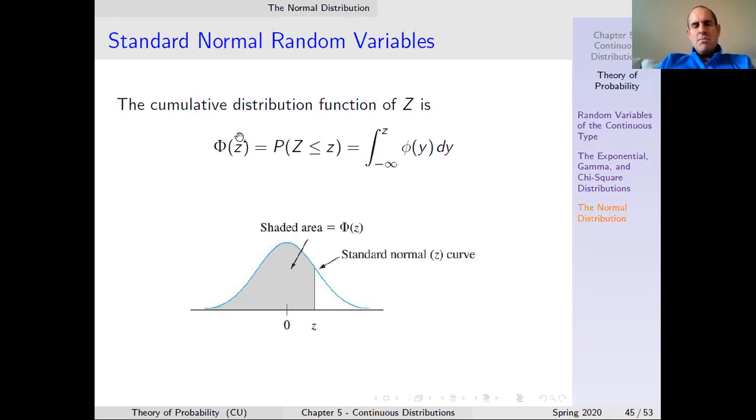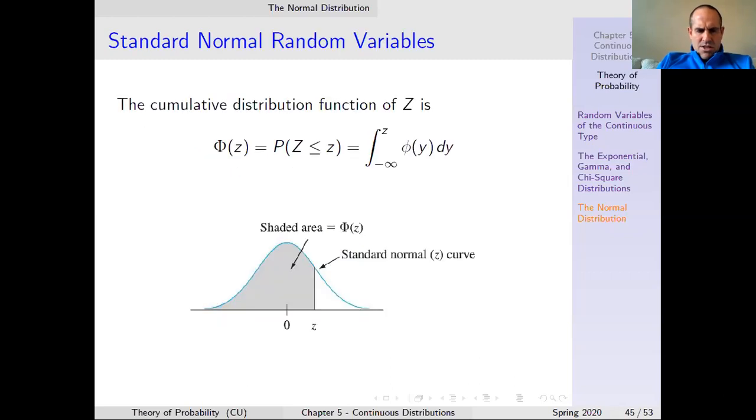So anytime we see capital phi of z floating around, we know that we're talking about the CDF for the standard normal, and little phi of y or whatever, that we're talking about the density of the standard normal random variable, okay, with mean 0 and standard deviation 1.